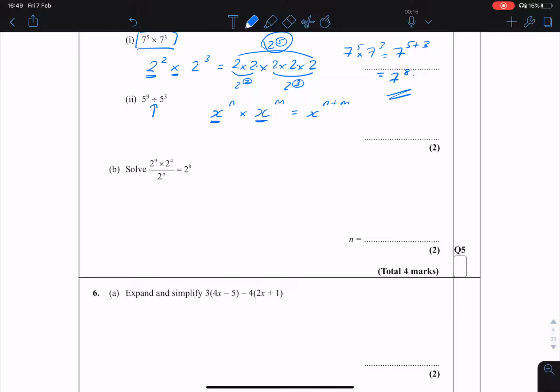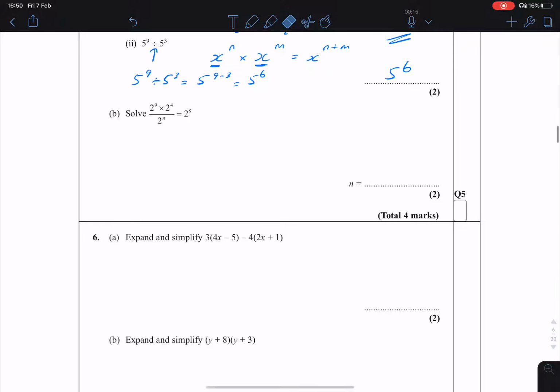Dividing is similar. Instead of adding, you take it away. So 5 to the 9 divided by 5 to the 3 equals 5 to the 9 minus 3, which is 5 to the power of 6. And that's our answer, 5 to the power of 6.